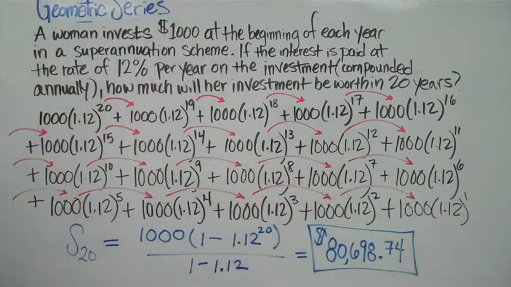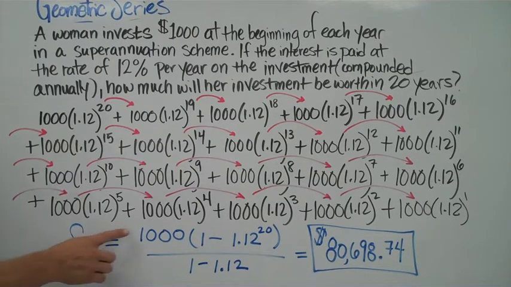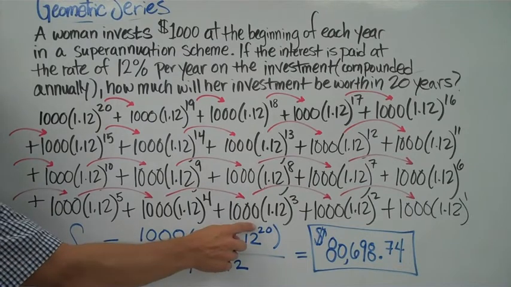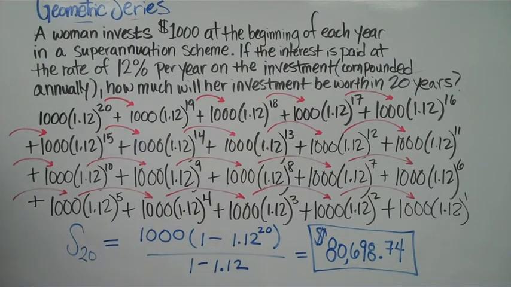So with these numbers here, you can see, if we set it up like this, the woman has received 20 years of benefit at 12% interest. So you could certainly write it all out like this and get your answer, or you could simply do a geometric series. Our U1, or our first term, is 1,000, times 1 minus R, which is 1.12, to the N. Our N here is 20, divided by 1 minus R, gives us 80,698.74.